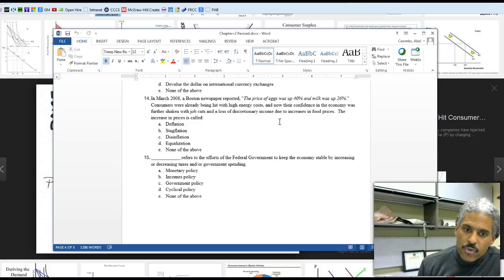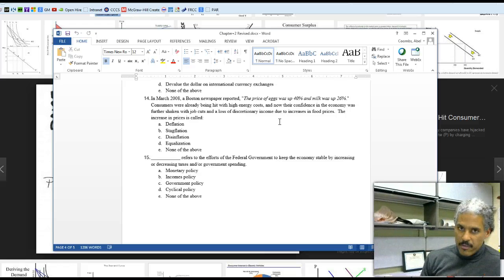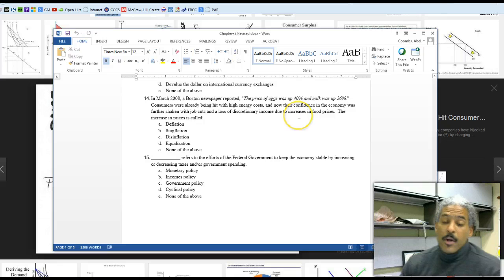And last but not least, 15. Blank refers to the efforts of the federal government to keep the economy stable by increasing or decreasing taxes and/or government spending. So this is E, none of the above. Fiscal policy. If you check C, government policy, that's not the right terminology. It's fiscal policy. So it is the government acting, but that's not the vocabulary that is used. Fiscal policy. All right, there it is.